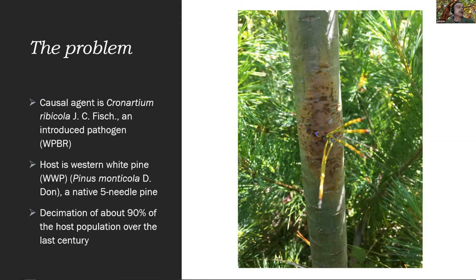The situation is also similar for Eastern white pine, although generally speaking, Eastern white pine doesn't suffer as much as Western white pine does. So even though a lot of the early work that was done on managing this disease was done with Eastern white pine, the information is not necessarily quite transferable, nor is it always applicable to the Western situation.